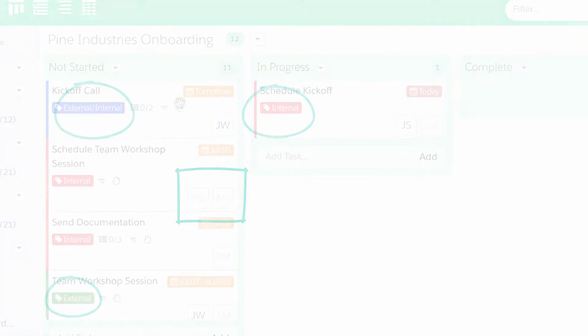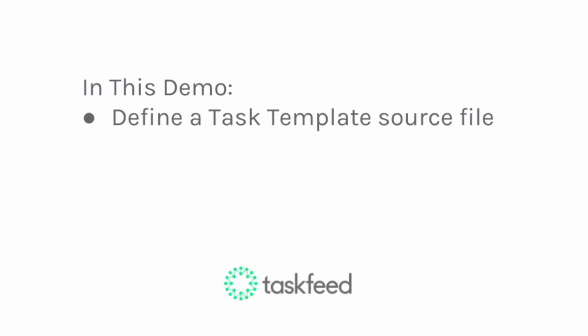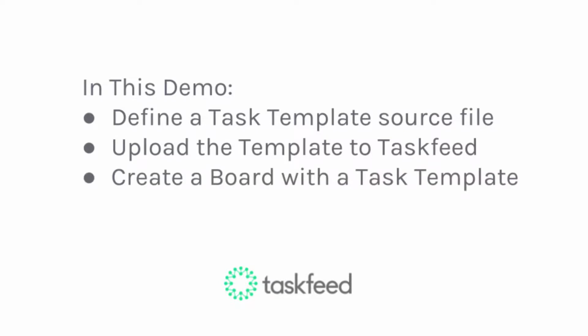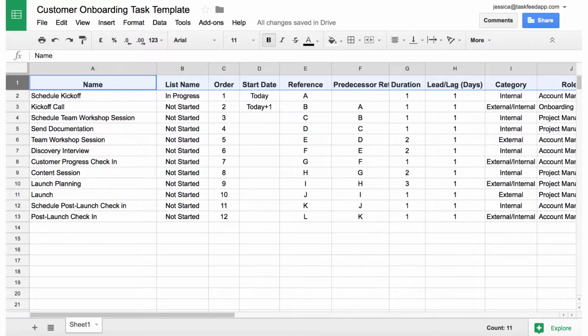Let's see how we did this. In this demo, we will show you how to define a task template source file using a spreadsheet, upload the template to Taskfeed, and then see the task template in action when we create a new board. We will start by defining the task template as a CSV file. This is done using a spreadsheet outside of Salesforce, like Excel or Google Sheets.